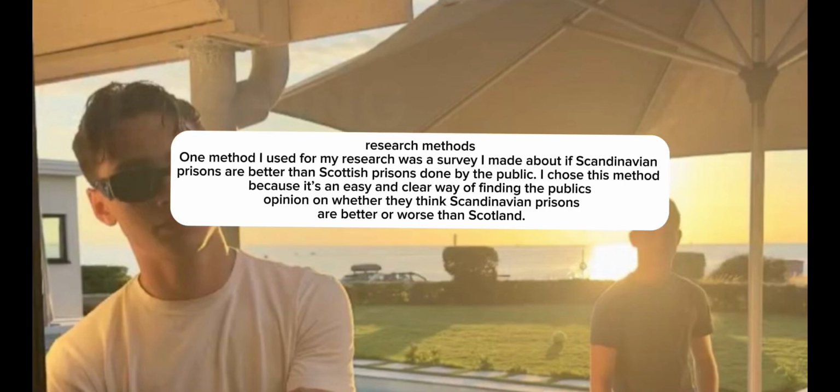Research methods. One method I used for my research was a survey I made about if Scandinavian prisons are better than Scottish prisons, done by the public. I chose this method because it's an easy and clear way of finding the public's opinion on whether they think Scandinavian prisons are better or worse than Scotland.